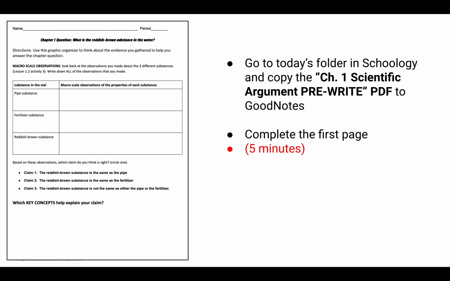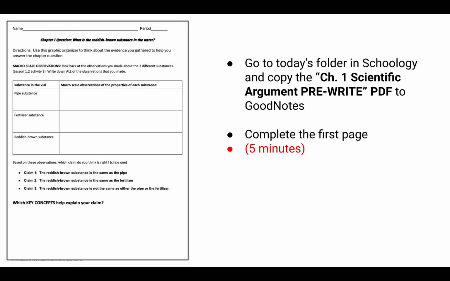thinking about. So once you have all of your observations written down, I want you to come down here and you're going to say, based on these observations, which claim do you think is right? And so circle 1, and then go back to the key concepts for PB1. And remember, we've got 4 key concepts. And if you need to double check them, just look at whatever you have for your flashcards. So if you've got key concept number 1, number 2, number 3, number 4.